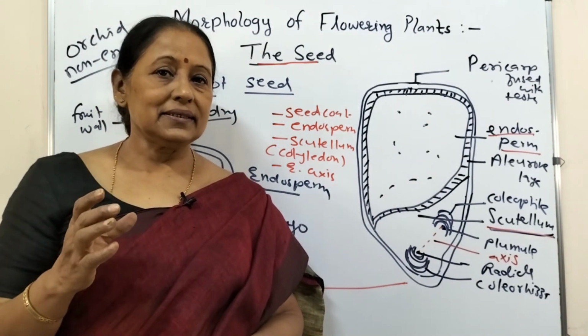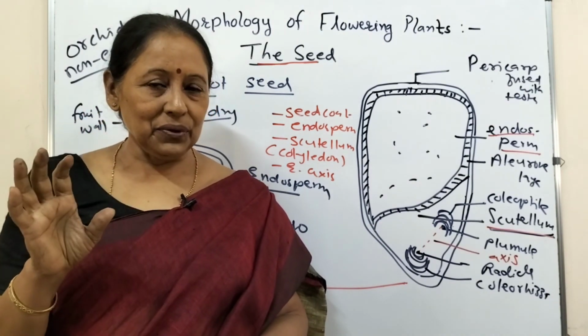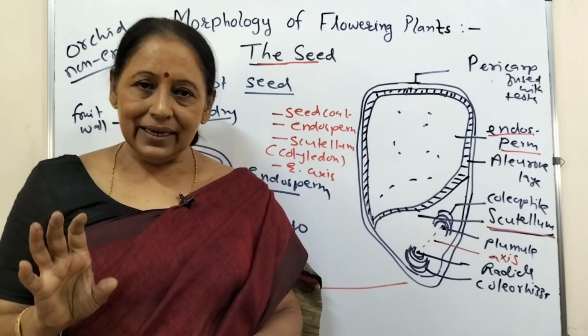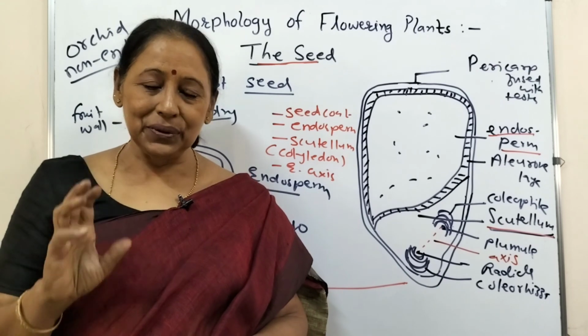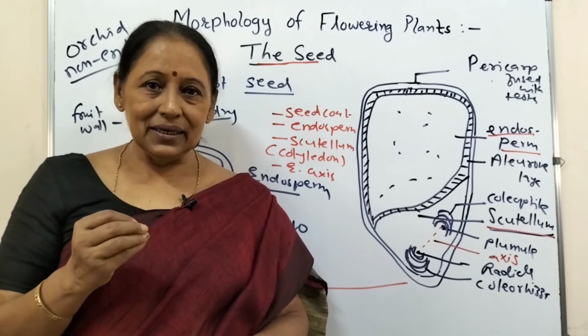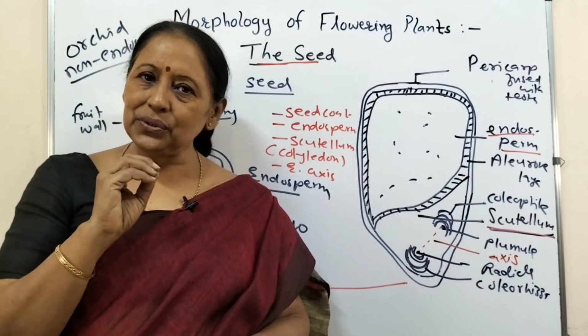Thus you have studied the structure of dicot seed and the monocot seed. I hope everything is clear. Please do write in the comment box whether you have understood it properly. If you have not understood, any doubts are there, please do write that too.